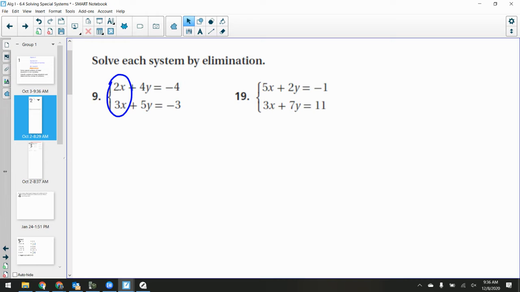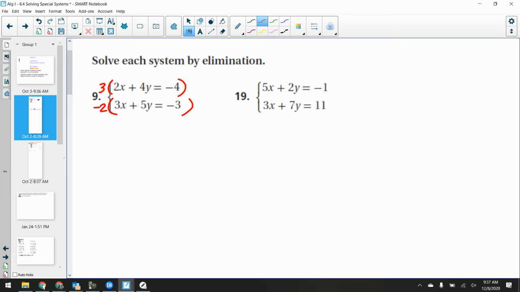Well, I guess I should ask this. What did you guys eliminate with? Did you guys get the x's to match or the y's to match? I'm hearing some people say x's. I hear a lot more people saying x's than y's. So I guess I should do that, because that would be what you guys would do. That would mean I would multiply the top equation by 3. Now, to get them to be true opposites, I need to make one of them negative.